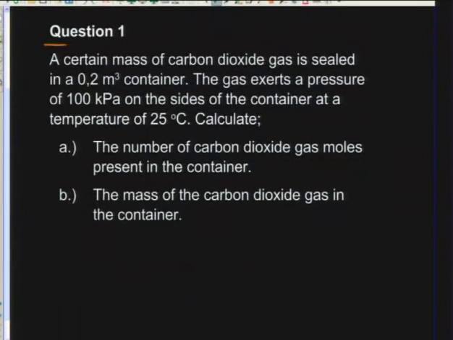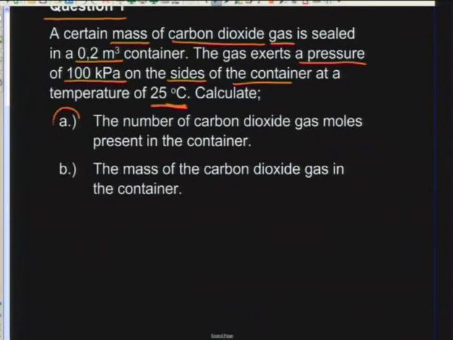Question 1. A certain mass of carbon dioxide gas is sealed in a 0.2 cubic meter container. The gas exerts a pressure of 100 kilopascals on the sides of the container at a temperature of 25 degrees Celsius. Calculate A: the number of carbon dioxide gas moles present in that container.